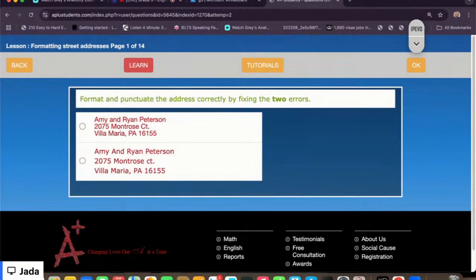Okay, so the first one is correct, right? Because you can look at Amy and Ryan. And here is what? Capitalized. Of course, it shouldn't be, right? And then the abbreviation here is in small letter. It's supposed to be capitalized. So the first one is the correct one.